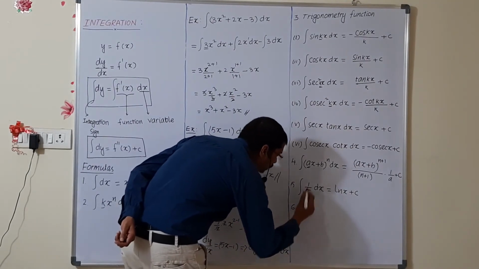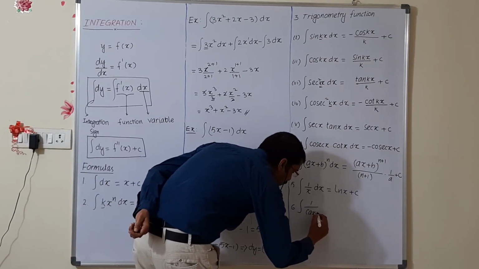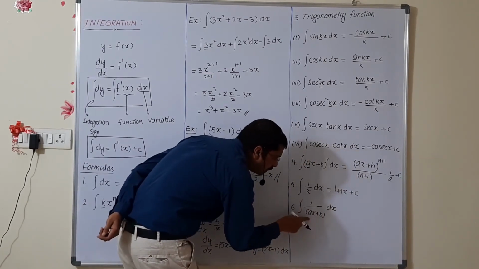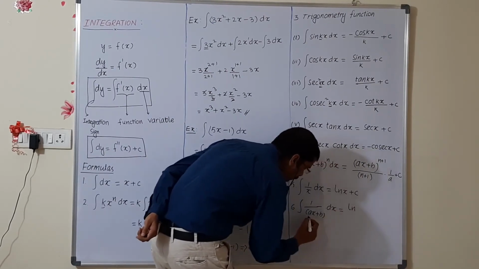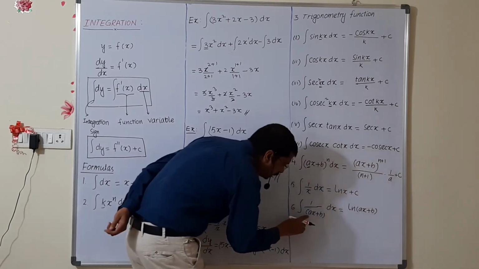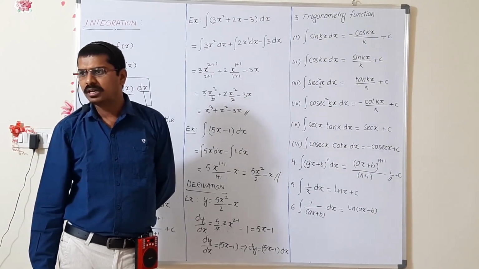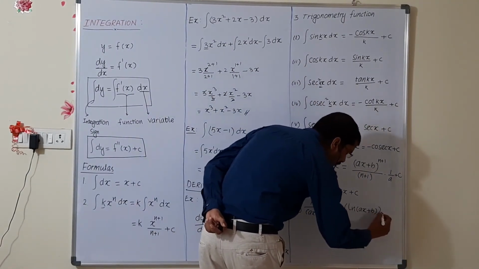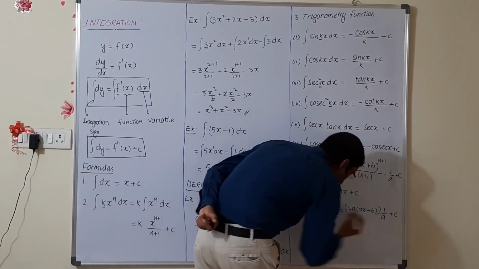Then the sixth one, integration according to this pattern: 1 upon (ax plus b) dx. Let us consider this complete expression as the x value. In the denominator we have to write ln of ax plus b as it is. Here a is given in the denominator, so we divide by a, as it is, 1 by a, plus c.